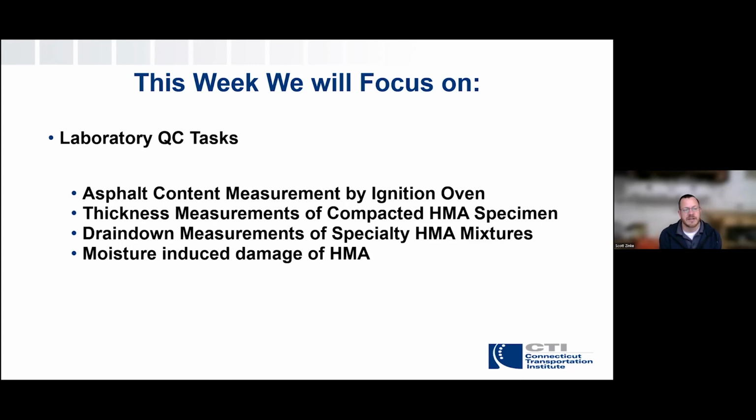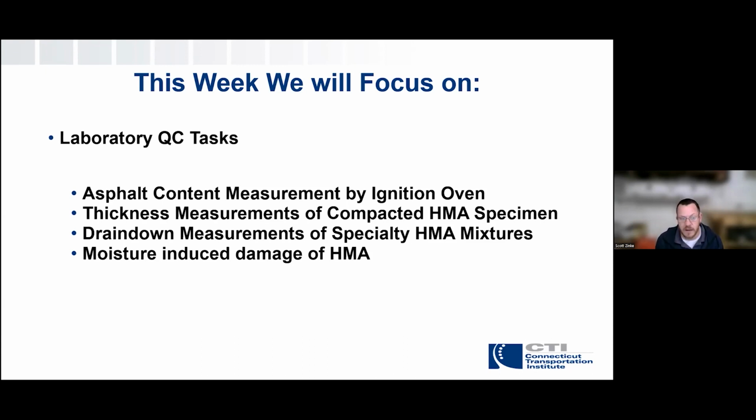We're going to look at measuring the thickness of a compacted specimen, whether it's a cut core or a specimen that we developed and compacted in the laboratory. Now we're going to look at something called drain down. If we have a special provision mix, or a specialty mix that has a larger than normal asphalt binder content or binder film thickness, we could be concerned about drain down.